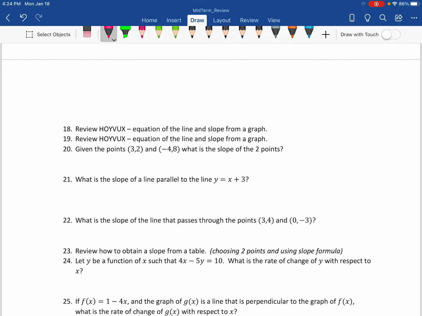Review the equations of lines for number 18. Review how to find the equation of the line and the slope again. That's also for number 19.